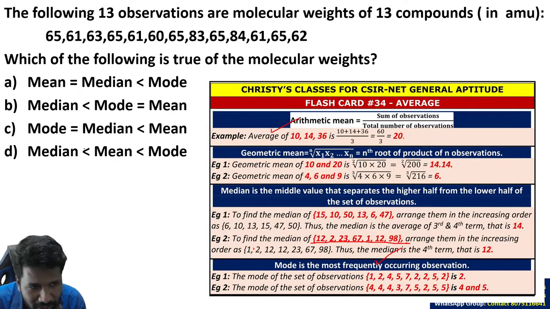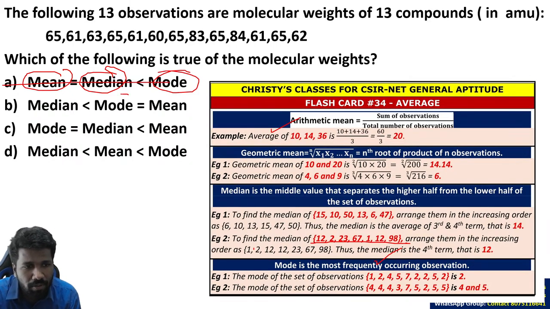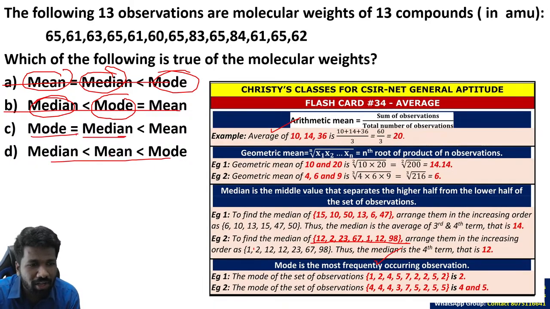Let us check options now. Mode and median should be equal. Mode and median equal, how many options are there? Mean, sorry, median mode not equal option A is eliminated. Mode and median not equal option B eliminated. Mode and median equal in option C. Mode and median not equal in option D. So that is enough to finish the question. Because here finding mean is the time consuming process. That is why you have to use the help of options.